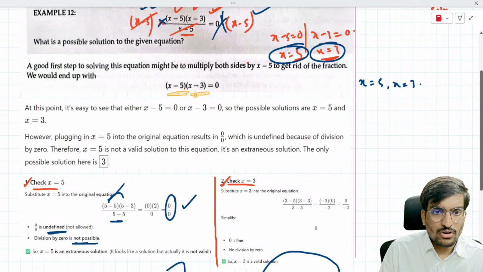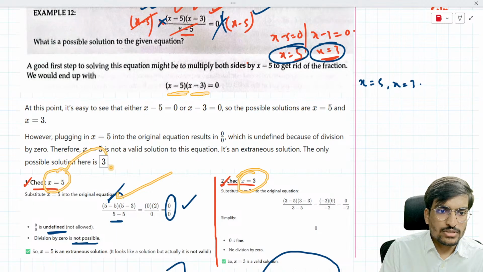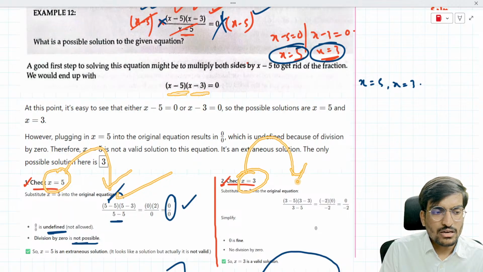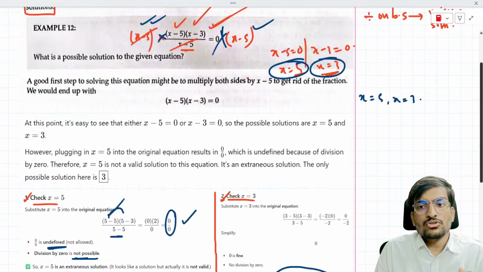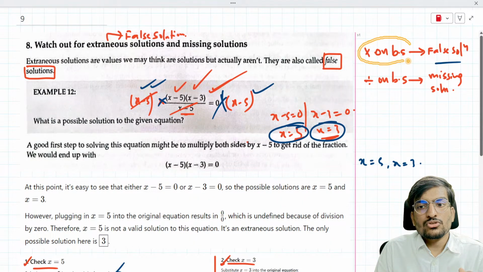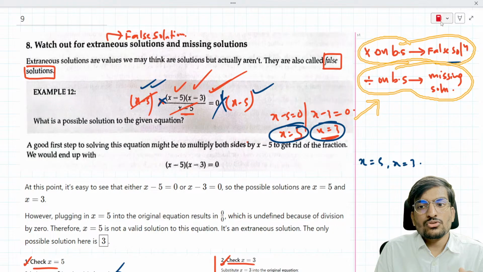We substituted back the values we got, x equals 5 and x equals 3, into the equation, and one of them is not valid. This is undefined. This is a wrong solution. So when you multiply on both sides, you get a false solution. When you divide on both sides, you miss a solution.